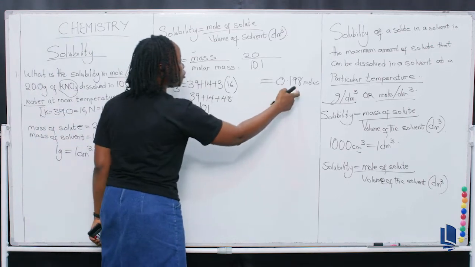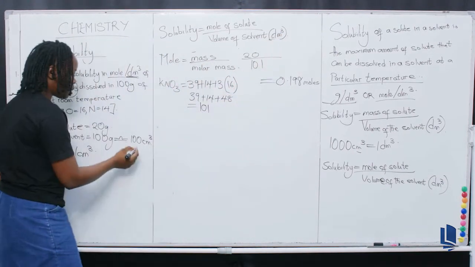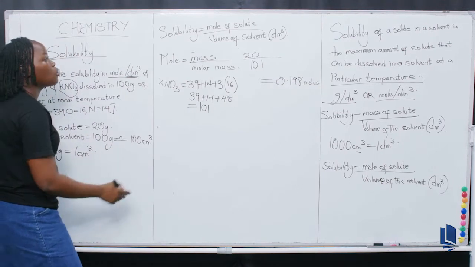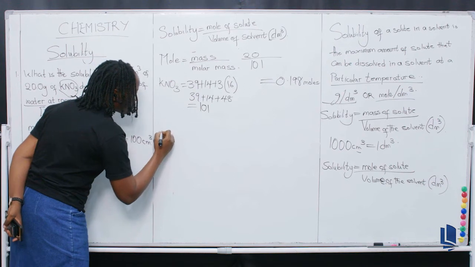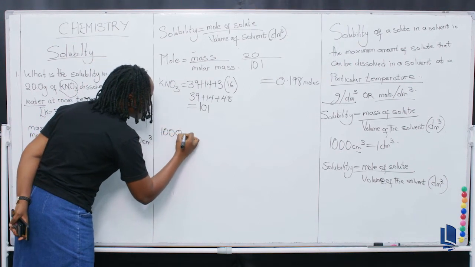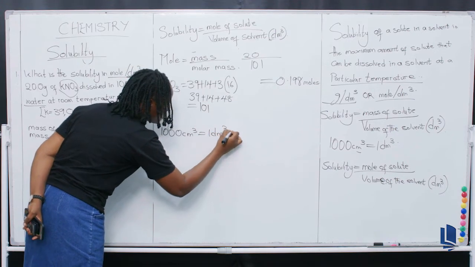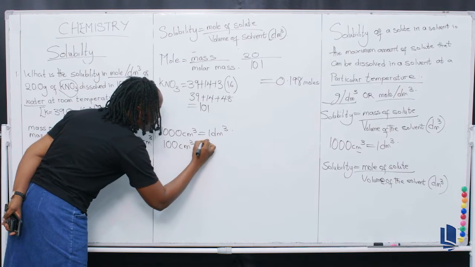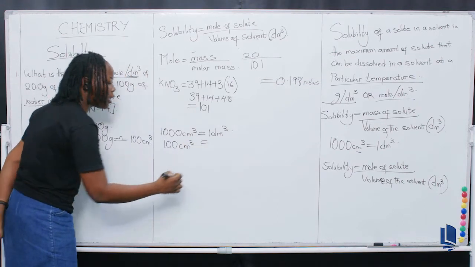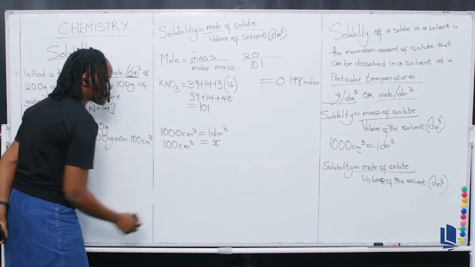We know this is our mole, right? We're told to use dm cube and we're given in cm cube. So to convert it, I know that 1,000 cm cube is equal to 1 dm cube. So 100 cm cube will be equal to one particular value. Let's denote it as x. So let me calculate x.